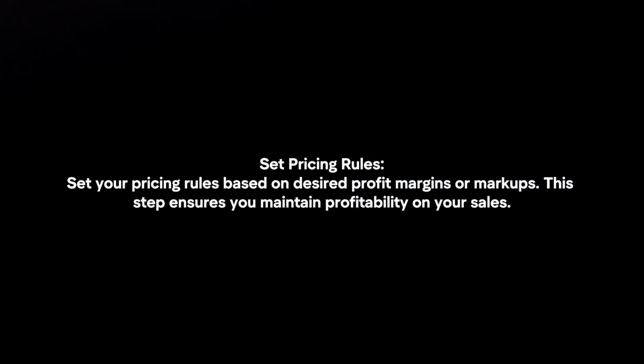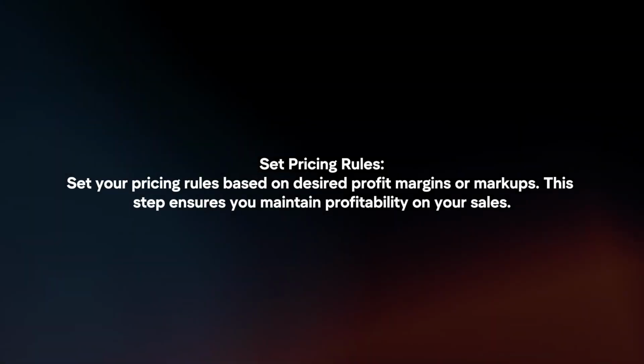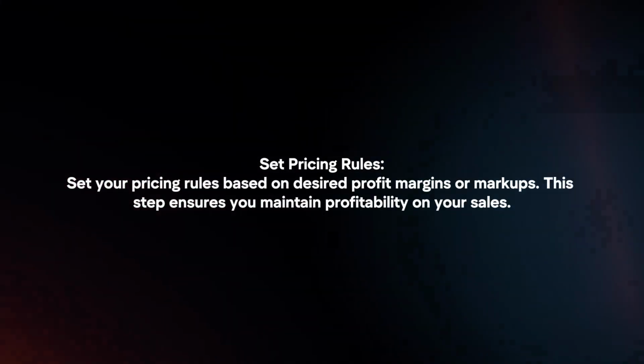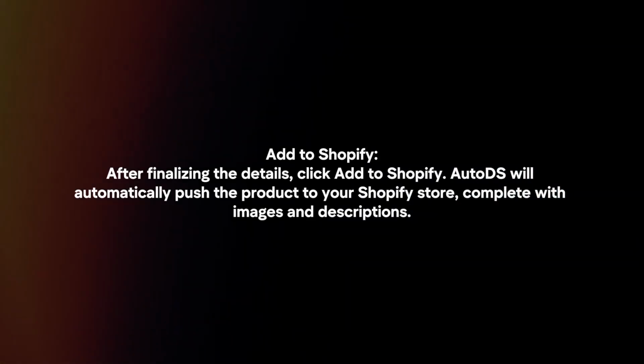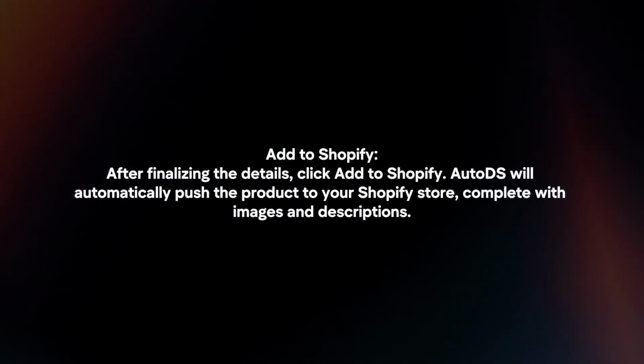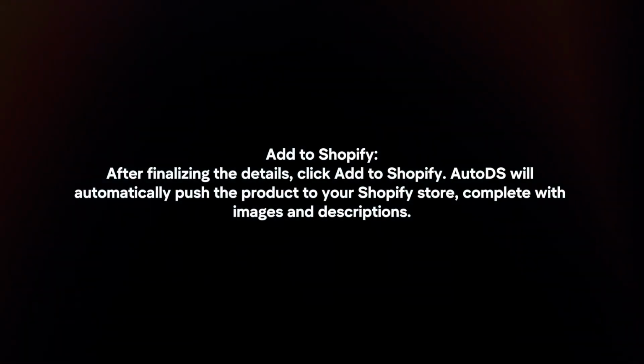Set pricing rules. Set your pricing rules based on desired profit margins or markups. This step ensures you maintain profitability on your sales. Add to Shopify. After finalizing the details, click Add to Shopify. AutoDS will automatically push the product to your Shopify store, complete with images and descriptions.